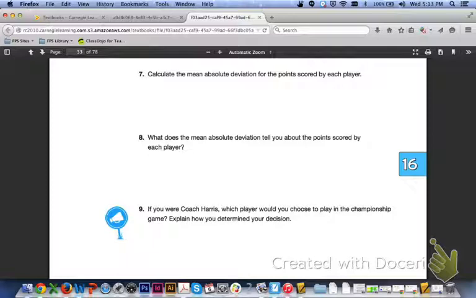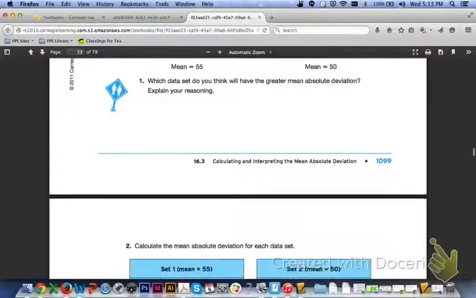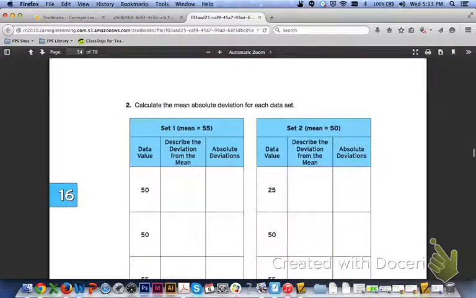And that is where I'm going to leave you for today. What I'd like you to do is finish 7, 8, and 9, and then take a look at problem number 2 as well on the next page, and finish that. There's just a few more problems on that page.